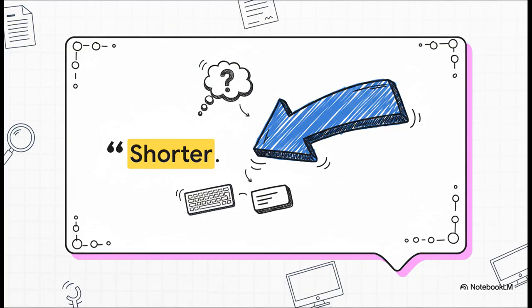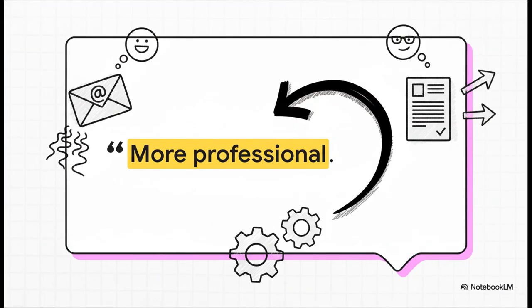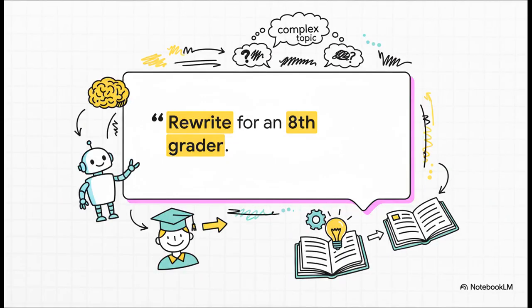It's really that simple. And it's the exact same thing for tone. So let's say you've written an email, but it sounds a little too casual. You don't have to sit there and rewrite it yourself. Just tell Copilot, make this more professional, and it will instantly polish up the language so it's ready for a business audience.